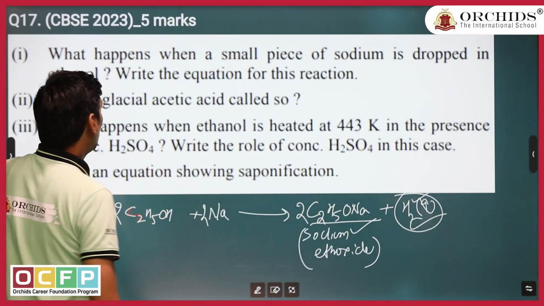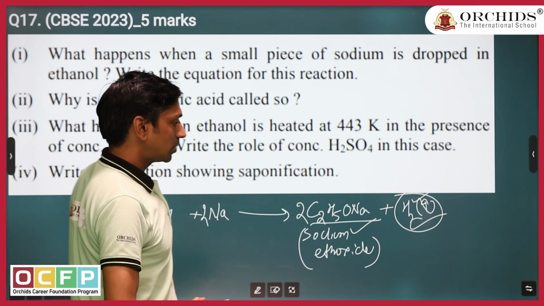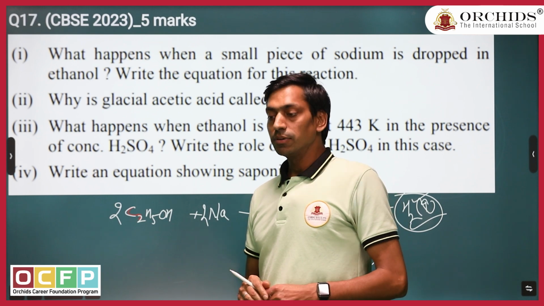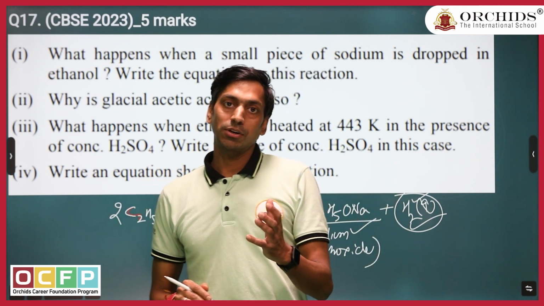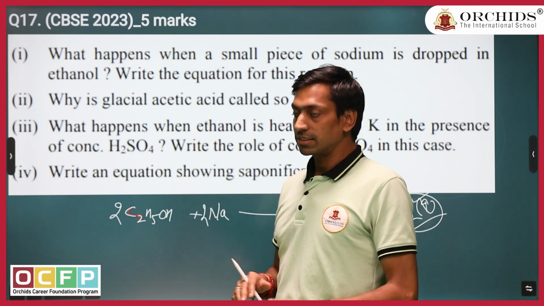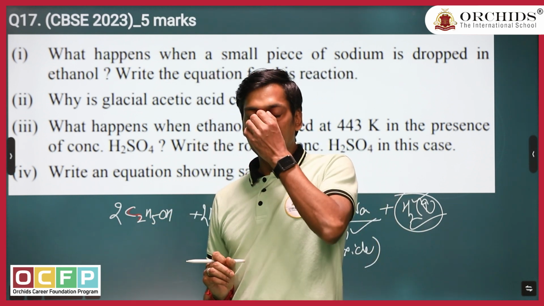Next question is, why is glacial acetic acid called so? The actual name of glacial acetic acid is ethanoic acid. Another name of ethanoic acid is acetic acid, or it is also called glacial acetic acid. Why is it called glacial acetic acid?